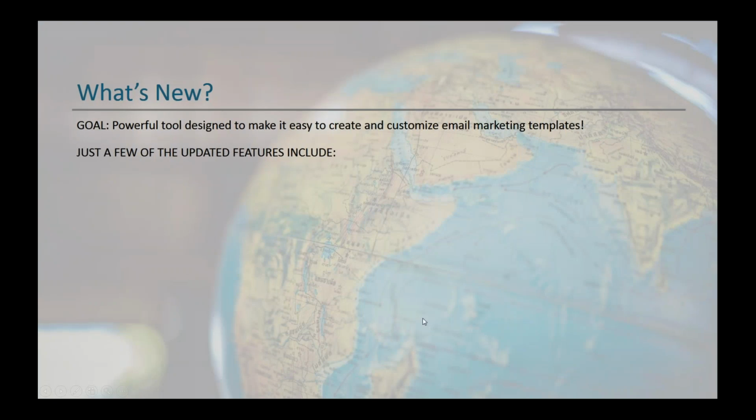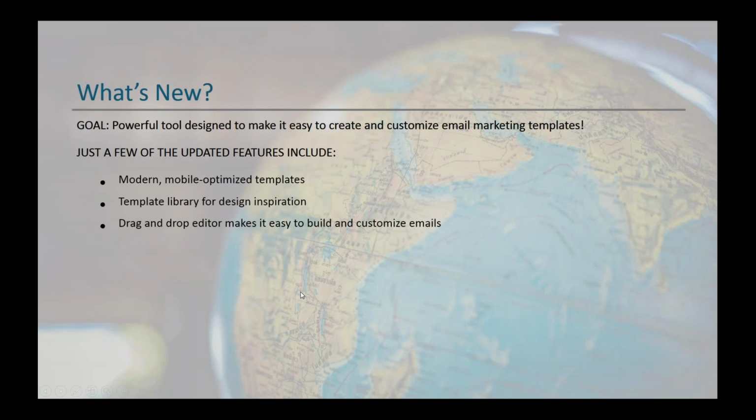So what was our goal with this? Our goal was to design a powerful tool that makes it easy for you to create and customize email marketing templates. To do that, we've added some updated features, including a modern mobile optimized template, a template library for design inspiration, and a drag and drop editor, which makes it really easy to build and customize emails. If you've used other email marketing tools in the past, some of these tools will feel really familiar and they're super user friendly. We'll highlight all of these during our presentation.